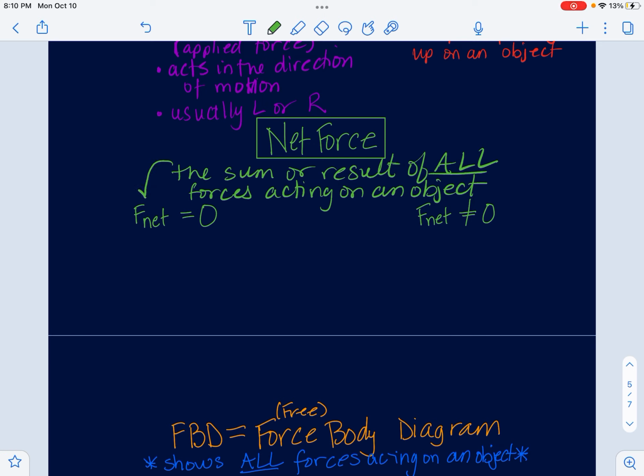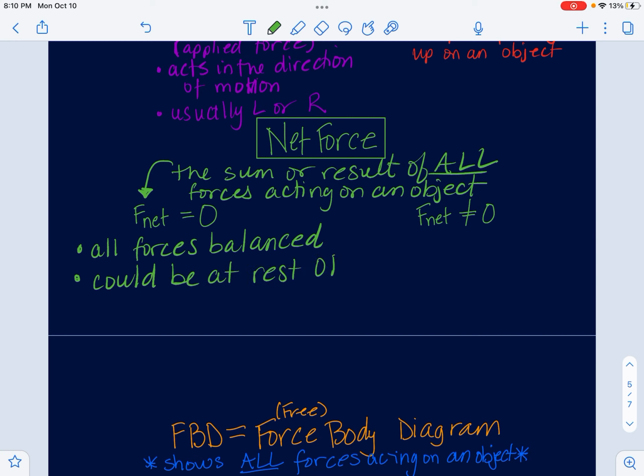And that net force can either be 0, and that means that all your forces are balanced, and we're going to see what that looks like in just a minute. So if your net force is 0, all your forces are balanced, which means there's something going in the opposite direction of all of them. And that means your object is at rest or moving at a constant speed. So again, if net is 0, all your forces are balanced. You could be at rest, just sitting there doing nothing, or moving at a constant speed. Everything is balanced out in that case.